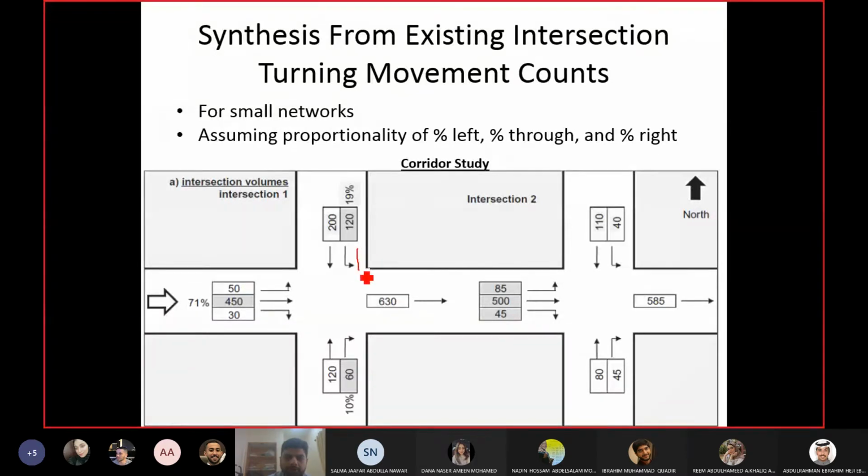Okay, so 12 trips are coming from this zone to this zone. So now you know the origin and destination both. This is 12. Now 71% of 85 is coming from this zone, because 71% of the total is coming from this zone. So 71% of 85 is how much?